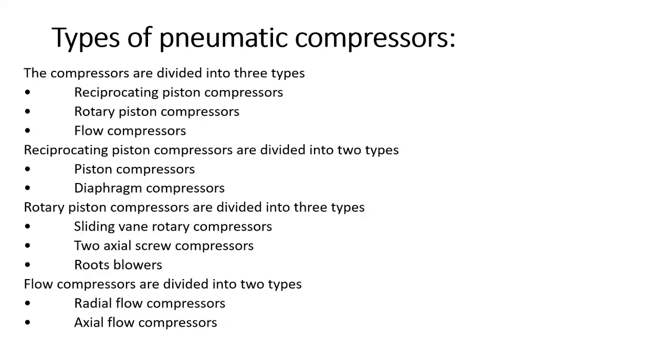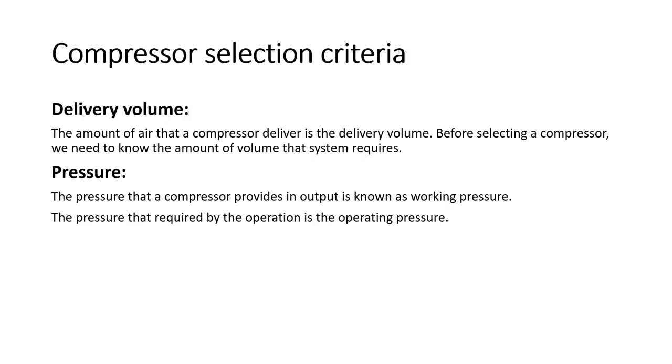Types of pneumatic compressors. These can be divided into three types: reciprocating piston compressors, rotary piston compressors, and flow compressors. Reciprocating piston compressors are divided into two types: piston compressors and diaphragm compressors. Rotary piston compressors are divided into three types: sliding vane rotary compressors, two axial screw compressors, and roots blowers. Flow compressors are divided into two types: radial flow compressors and axial flow compressors.